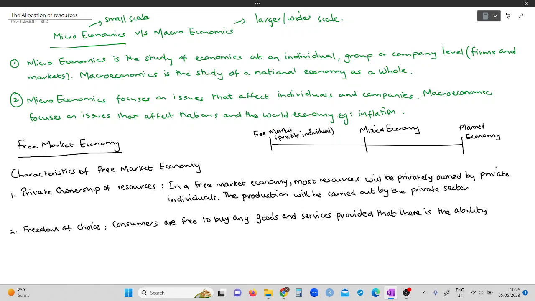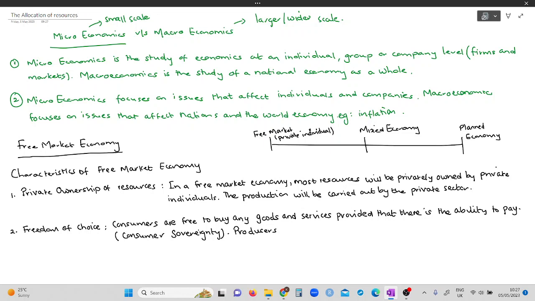C'est-à-dire ici, le consommateur, vous êtes libre d'acheter ce qui vous fait envie, provided that there is the ability to pay. Veut dire, vous êtes supposé bien sûr capable de payer, capable d'afford. Donc, comment on appelle ça? Quand le consumer a le droit d'acheter ce qu'il a envie, we call that consumer sovereignty.